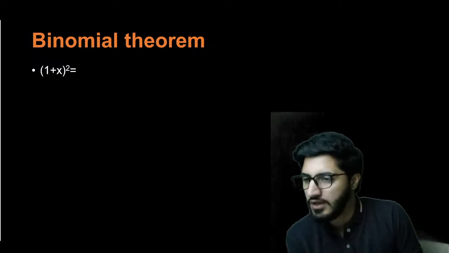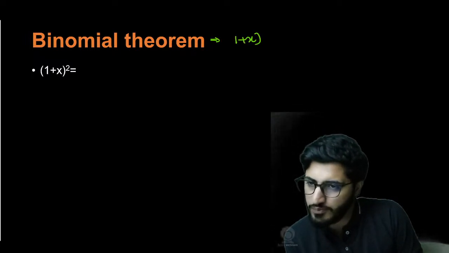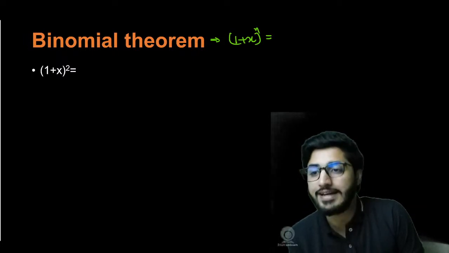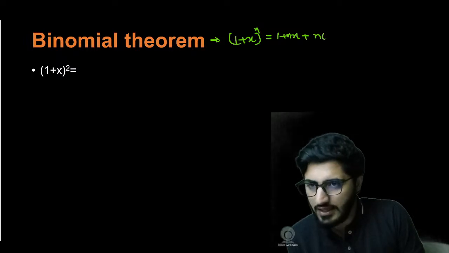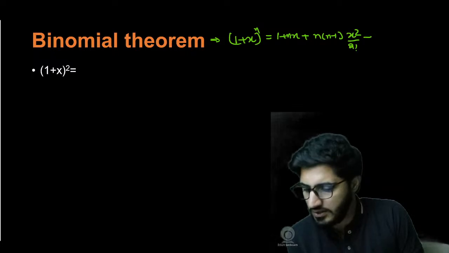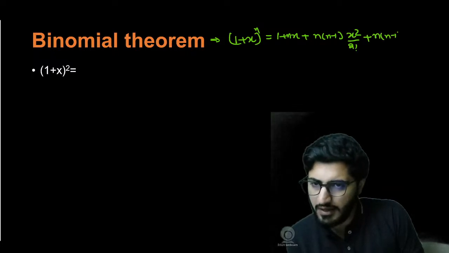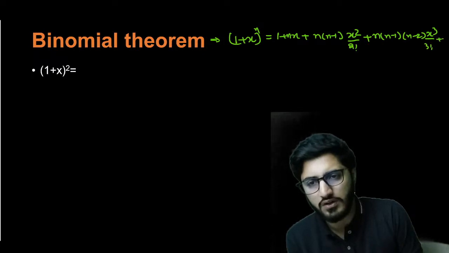How can you do it now? So the binomial theorem is like this. If we have (1 + x) to the power n, by using the binomial theorem I can expand it. So I can write 1 + nx + n(n-1)x² divided by 2 factorial + n(n-1)(n-2)x³ divided by 3 factorial, and so on.